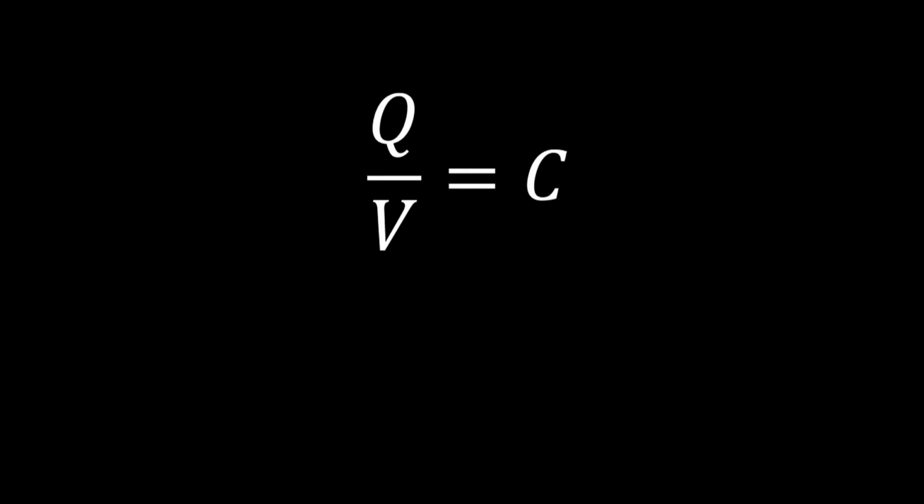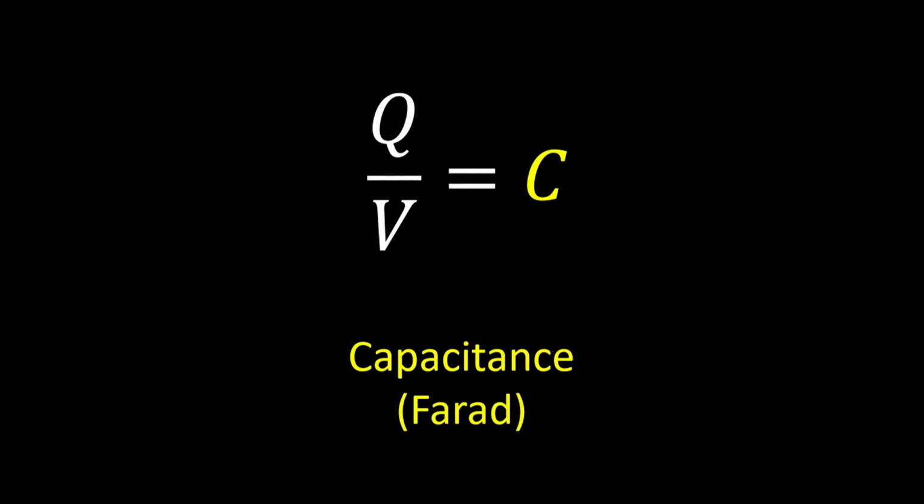The ratio of charge to voltage is always a constant value which equals the capacitance C. And this is correct at any time during the charging process. The capacitance is measured in farad, which is the unit of coulomb divided by the unit of volt.